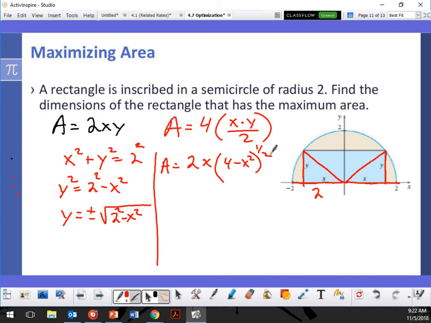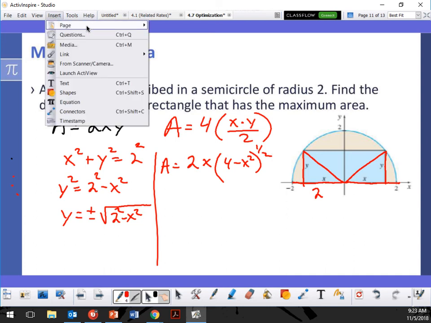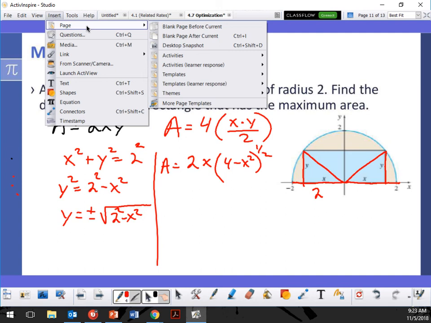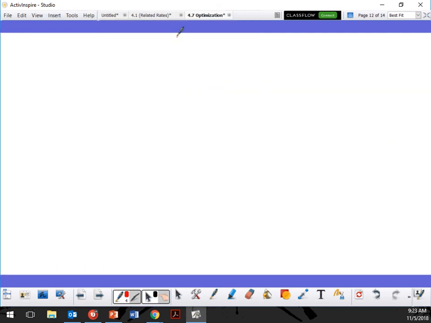Are we okay? Yeah, I think it's right. Okay, so now, if I'm going to do this, what would I do with this? Derive it, take the derivative, set equal to 0. So what did I say? I said A was equal to 2x times the quantity 4 minus x squared to the 1/2. That's going to be a product with the chain rule, right? Yep. Okay, so let's call this one F, call this one G.